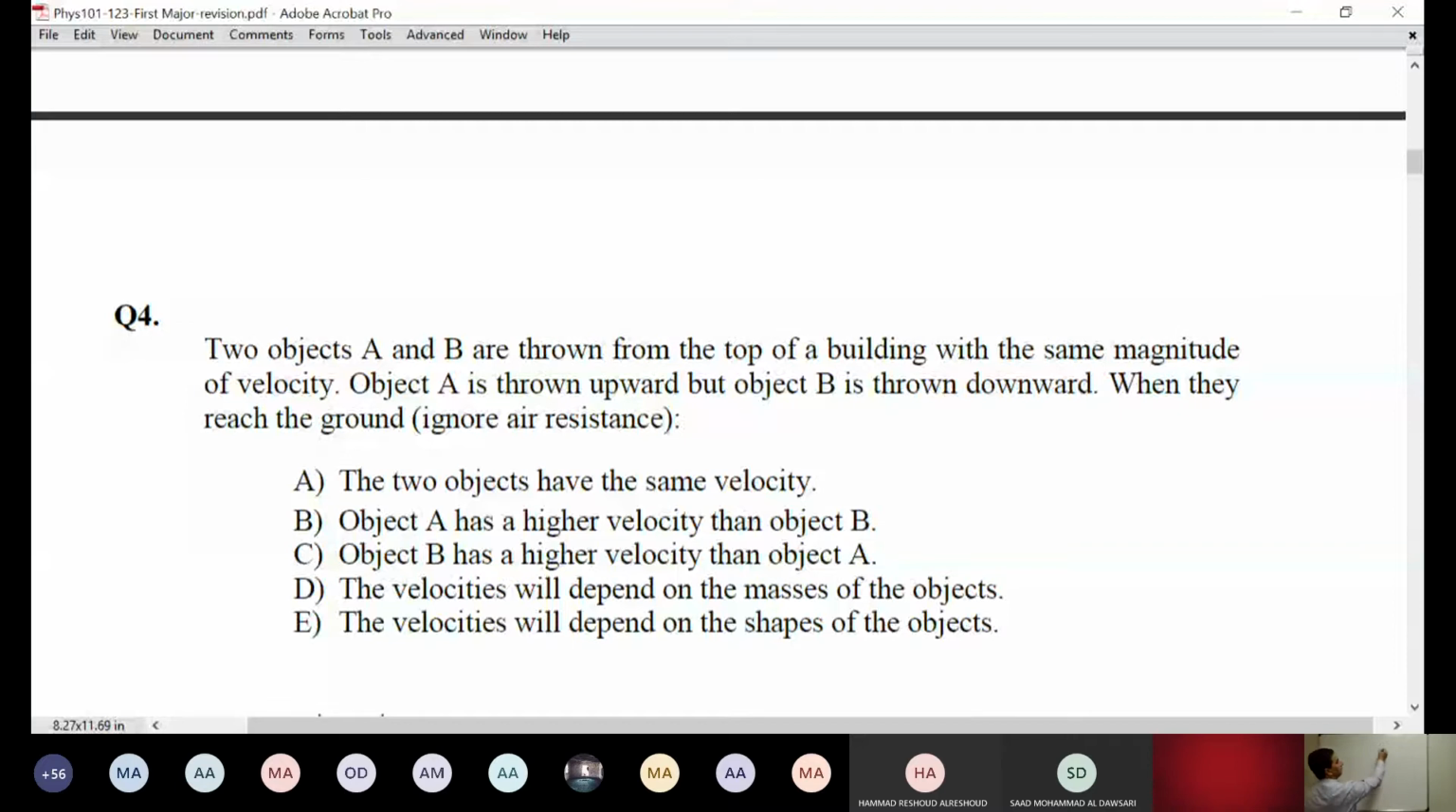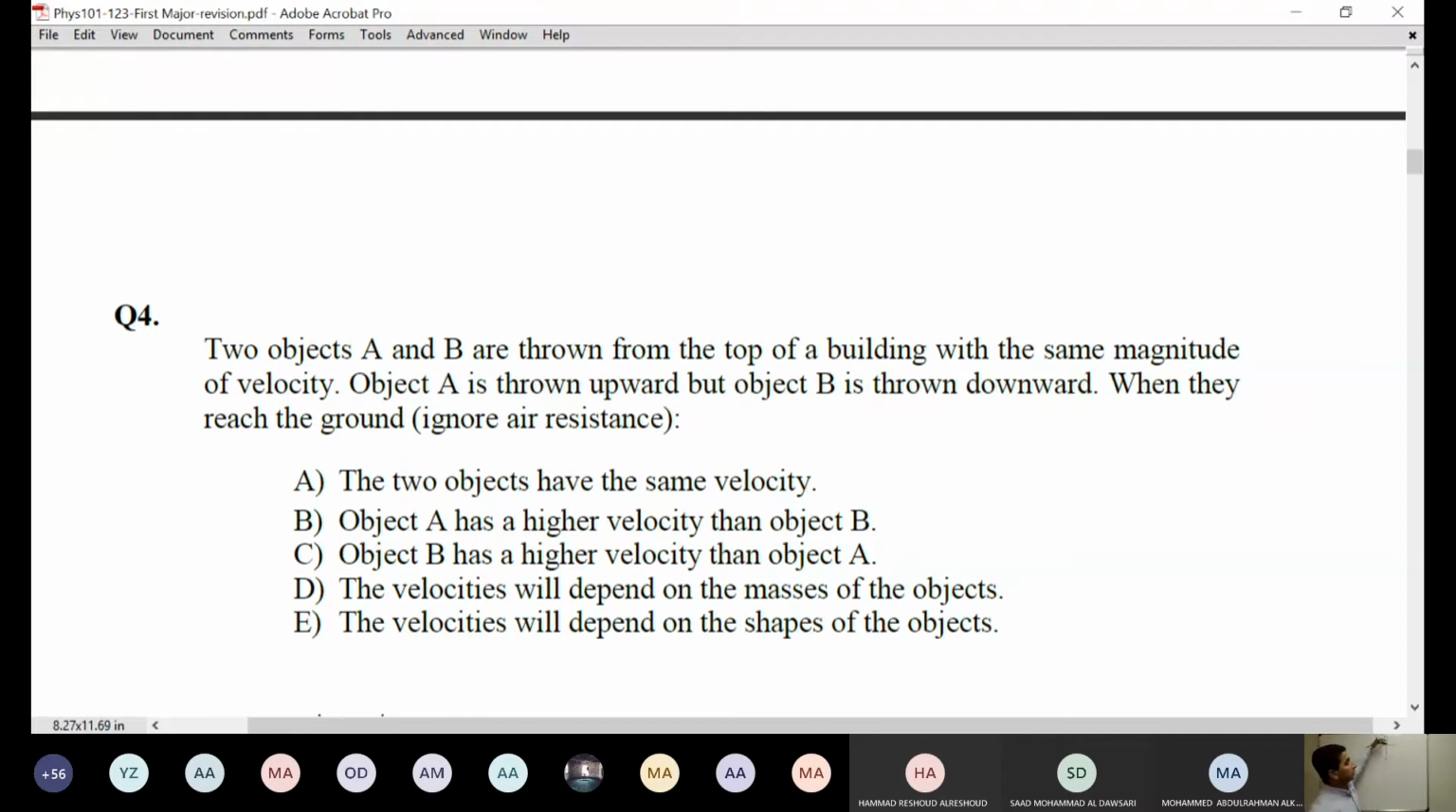If this is your platform, and from here you've thrown one ball upward and another ball downward, and it is hitting the ground. The ball A in this case goes upward and comes back. If it comes to the same height from which you have thrown it, it will have the same magnitude of velocity. If it was thrown upward with 20 meters per second, when it reaches back to the same point, it will have 20 meters per second magnitude of velocity, but just in the opposite direction.